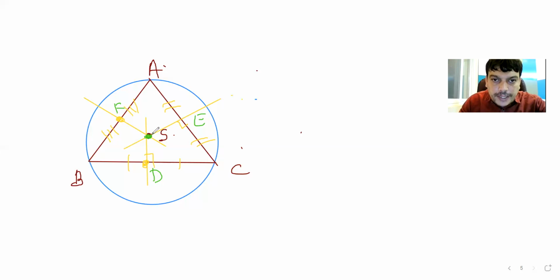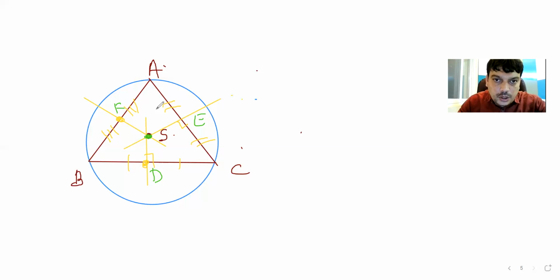Now these perpendicular bisectors will not usually be passing through vertices. Only for an equilateral triangle will they pass through vertices. Otherwise, in general, the perpendicular bisector of the side will be perpendicular to the side and divide the side into two equal parts, but it won't actually pass through the vertex, not necessarily.